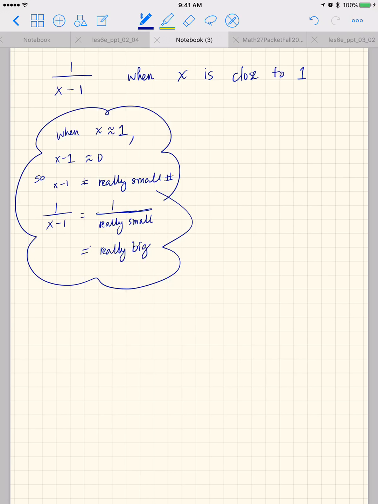Okay, so keep in mind this difference between magnitude versus direction. When we say really big or really small, we're talking about the magnitude. We're not necessarily talking about the direction. So it could be really big. Negative 10 to the 8th is a really big number. It's really big in magnitude, but the direction is negative. So even though we're saying really big, really small, keep in mind that it could be positive or negative.